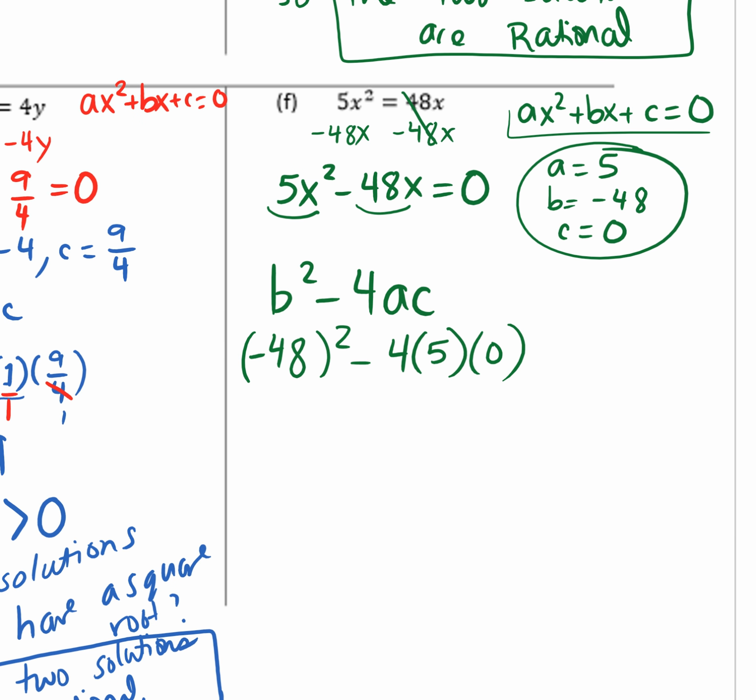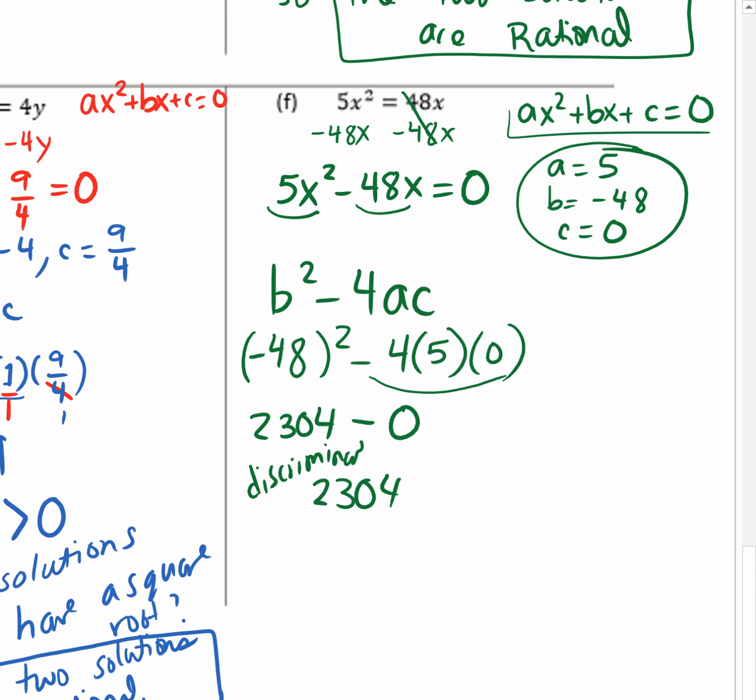Let's see, what's negative 48 squared? Wow, 2,304. And it's positive because you're squaring a negative. Here you have 4 times 5 times 0, that's 0. So of course when you subtract those you get just the number 2,304. That's a huge number, but that doesn't really have too big a bearing on our answer. All we care about is that number equal to 0, greater than 0, or less than 0? Well, that guy is greater than 0, much greater than 0, which means we're in category 2 yet again. And the only thing we can say right now is that there are 2 solutions.